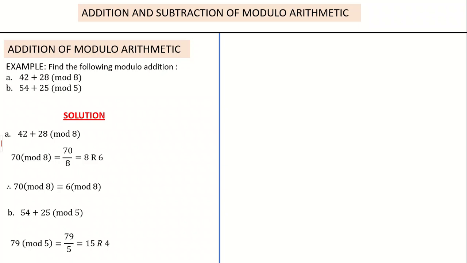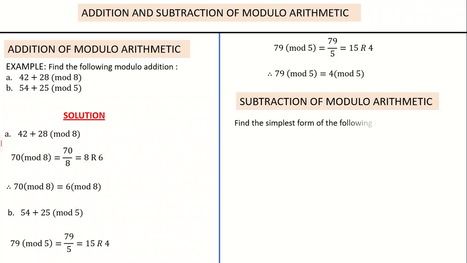So the same way, you have 54 plus 25, that will give you 79 mod 5. 79 divided by 5 will give you 15 remainder 4. So the answer is simply as what? 4 mod 5. Now let's take a look at the subtraction aspect of it.